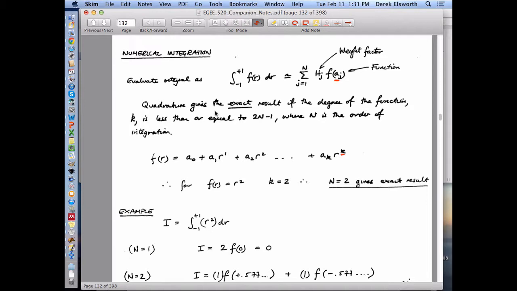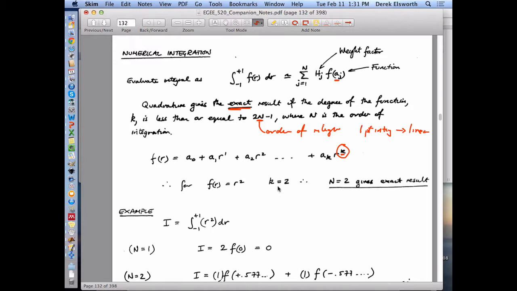And so if you use quadrature, you get the exact result, not just an approximation, but the exact result, if the degree of the function, which is this maximum value here, is less than or equal to 2n minus 1, where n is the order of integration. So in other words, if you use one-point integration, then n is equal to 1, so 2n is 2, minus 1. It means it will satisfy a linear function. So one-point integration gives a linear function.